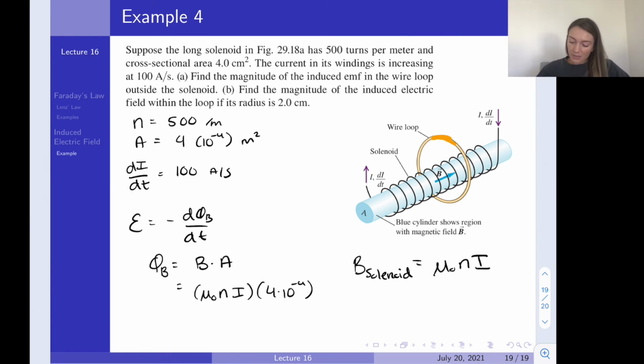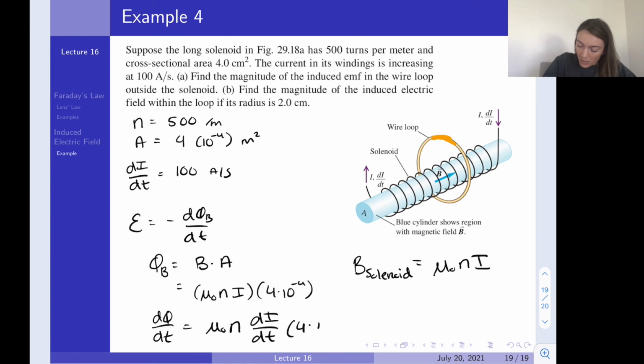So, all right, now I have my flux. But now what part of my flux is changing? So I have to take the time derivative, but we know that the current is changing, right? So this derivative here, the d/dt, only falls on my current, since we were told that the current is increasing. So dΦ/dt is μ₀ n di/dt, and then times that 4 times 10 to the negative 4. So let me write this on the next page.